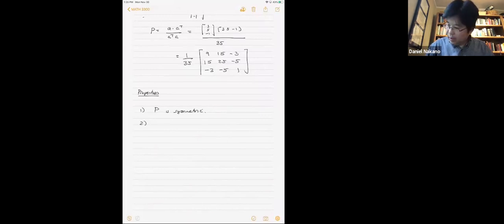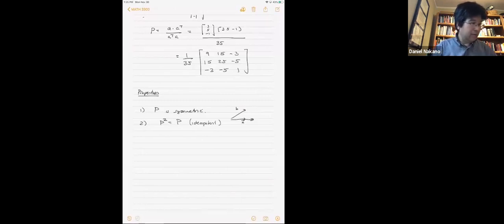Second, if I take the square of the matrix, I get P back again. Because if I take something and project it onto A, I get this vector, which is in the span of A. If I project it again, I don't go anywhere. I take it twice, I just stay put after one time. So that's why P squared is P, and this means that the matrix is what's called idempotent.